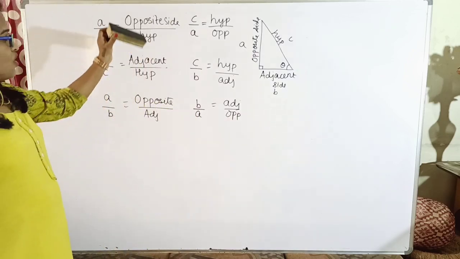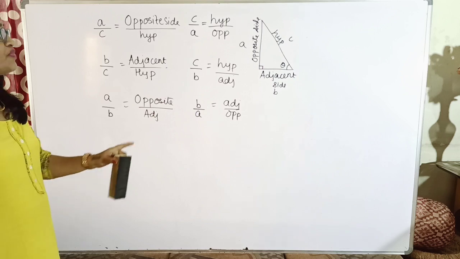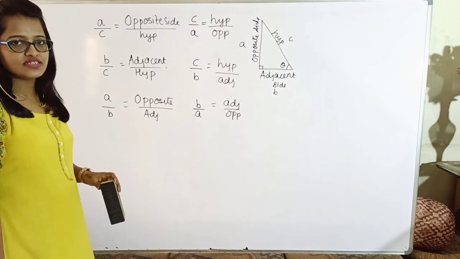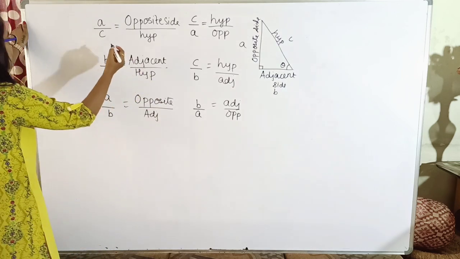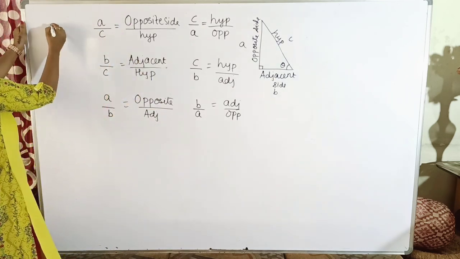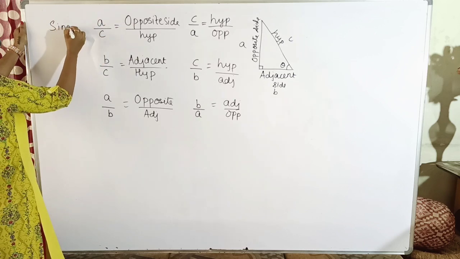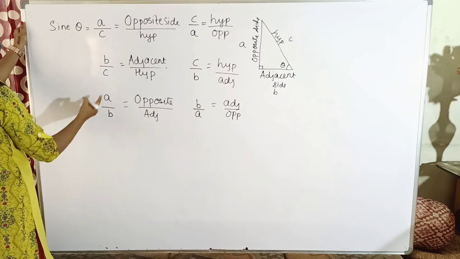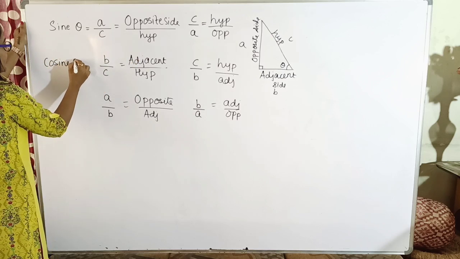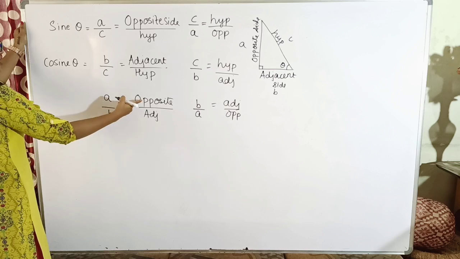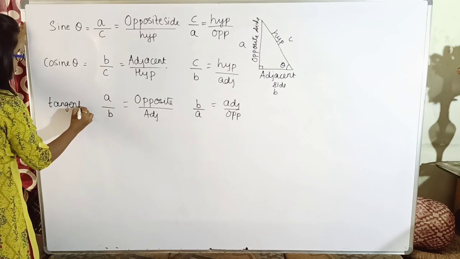Now, all these ratios which I have taken are with respect to angle theta, isn't it? It means the names which will be given to these ratios will be with respect to theta. So this opposite upon hypotenuse is nothing but sine theta. This adjacent upon hypotenuse is nothing but cosine theta. Further, opposite upon adjacent is said to be tangent theta.